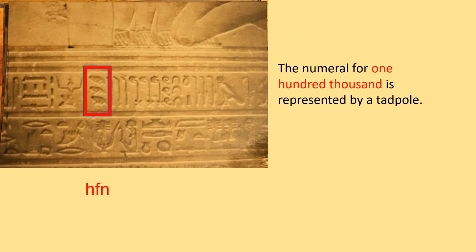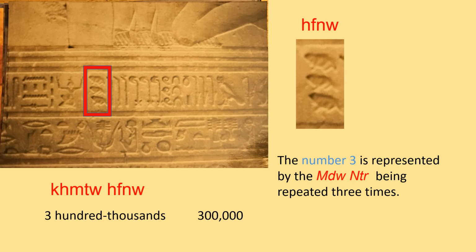The numeral for 100,000 is represented by a tadpole, and again is Hefen. In this case, the number 3 is represented by the Medu Neter being written 3 times, or a repetition of 3 of the Hefens. So this would be Hefenu. So 300,000 would be Kemetu Hefenu in words. And in Hindu Arabic, we have a 3 with 5 zeros.